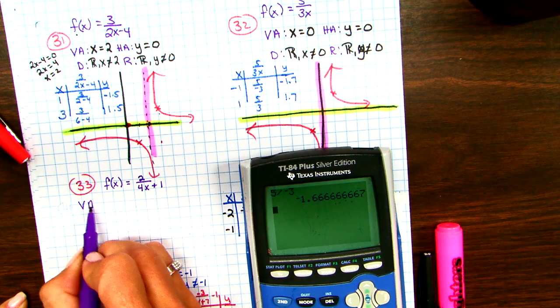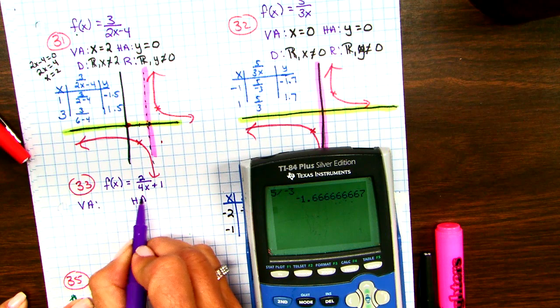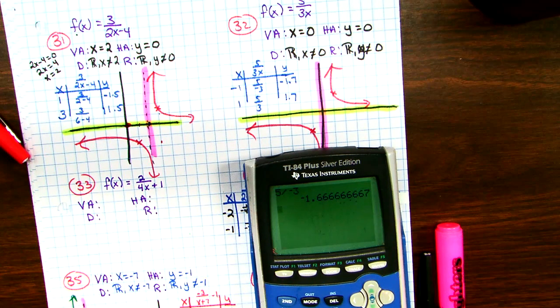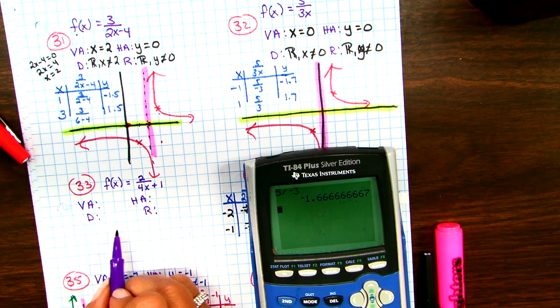Let's get organized. VA, HA, domain, range. Oh, I sure did not leave myself much room here, did I? Let me look at the graph. Okay. I'm going to make my graph nice and miniature here.